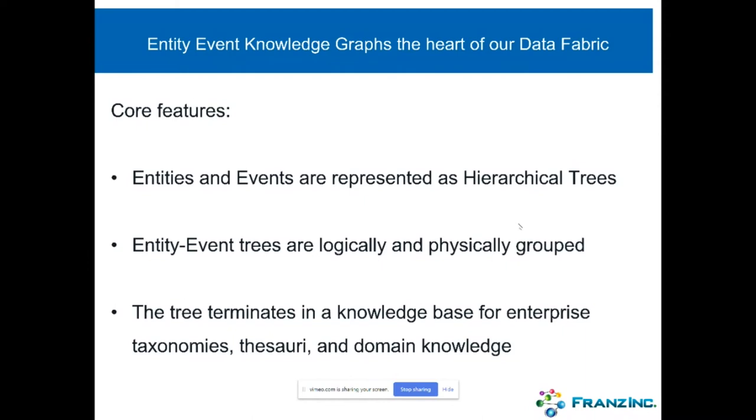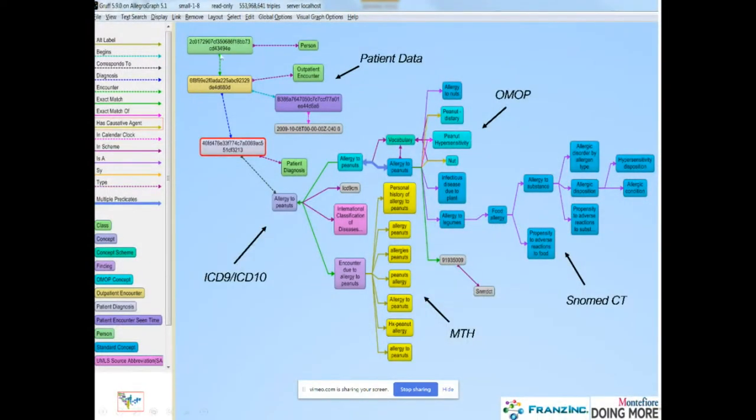Then, of course, all the symbols in this tree are basically grounded in an ontology and a taxonomy for the medical context. So here is the model that we have. We have an entity of type person that has an event of outpatient encounter that happened at this particular time. And then this outpatient encounter had a sub-event of type patient diagnosis, which is allergy to peanuts. This is an ICD-9 or ICD-10 code, and it is linked to an object that's linked to 180 different taxonomies that are integrated. In this case, it's SNOMED with allergy to peanuts, which has a broader allergy to legumes, which is a higher abstraction layer. It's food allergy, et cetera.